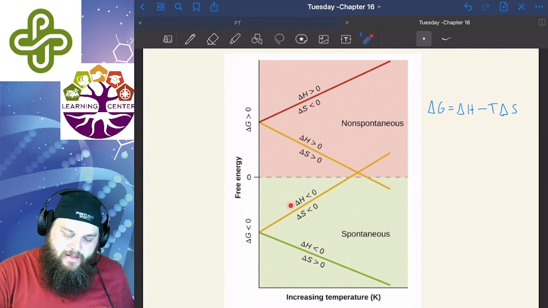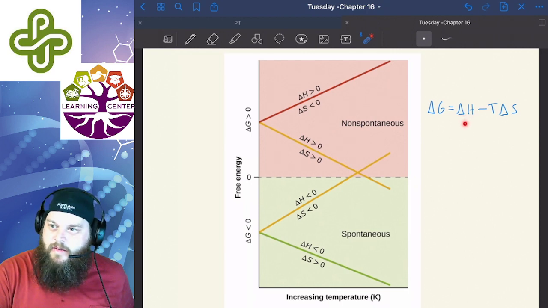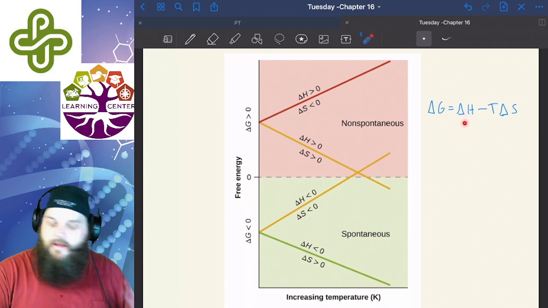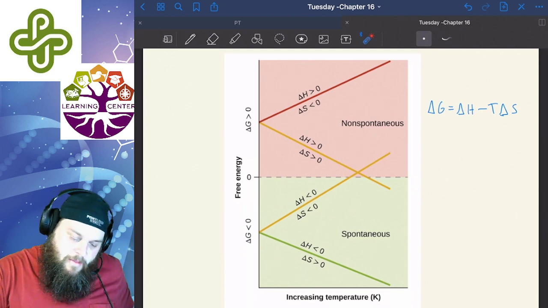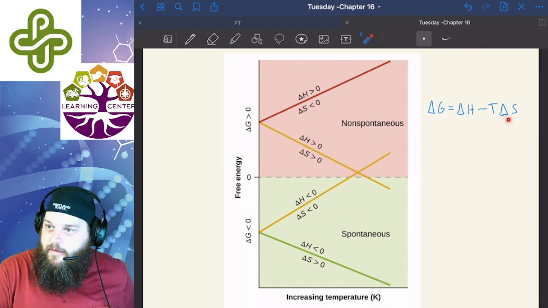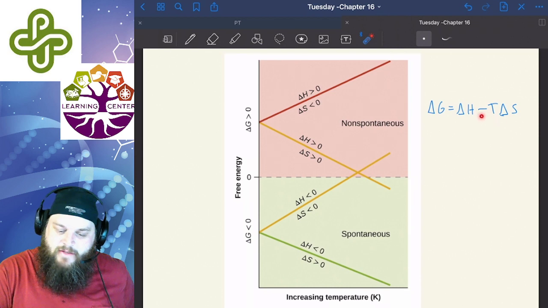Now we can look at these conditions here. If delta H is a negative number, right, which means that's good, that's helping that Gibbs free energy be spontaneous, but delta S is also a negative number. Okay, negative times this negative is going to be a positive number, and therefore this term will be positive and this term will be negative.